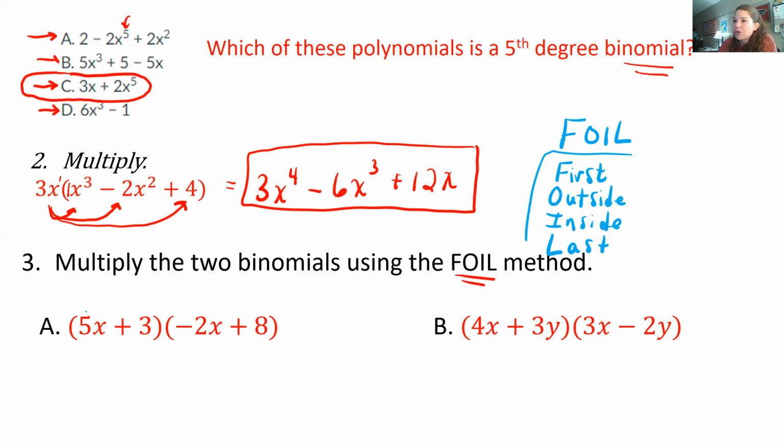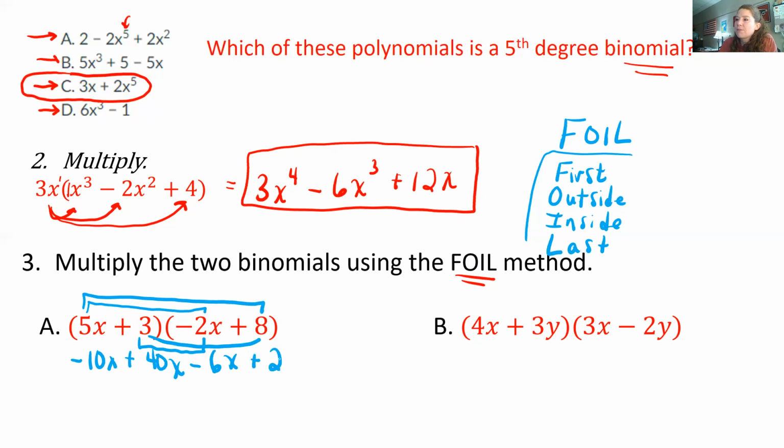So the first 2 terms, you multiply 5x times negative 2x, and we get negative 10x. And then the outside terms is 5x times 8. Well, 5x times 8 is positive 40x. The inside terms is 3 times negative 2x. So 3 times negative 2x is negative 6x. And then the last 2 terms would be 3 times 8, which is positive 24.